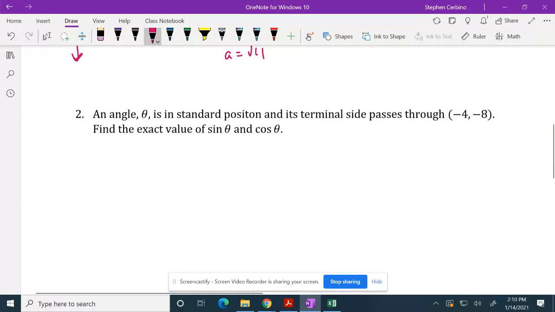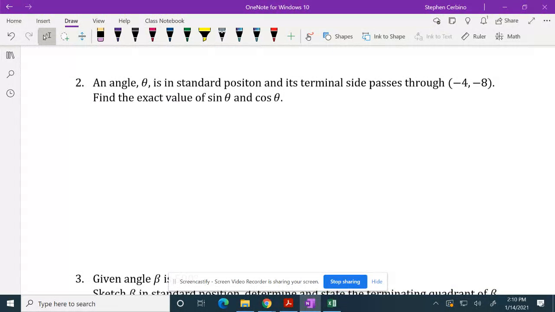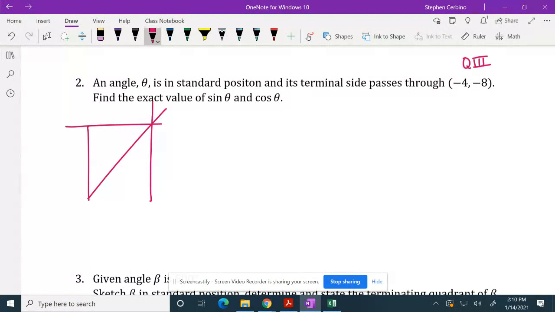All right, let's take a look at number 2. Number 2 says that we have an angle, and it's in standard position, and it passes through the point -4, -8. That point is in quadrant 3. Both are negative. Find the exact value of sine and cosine. So we have a quadrant 3 triangle here with sides of 4 and 8. Here we go.